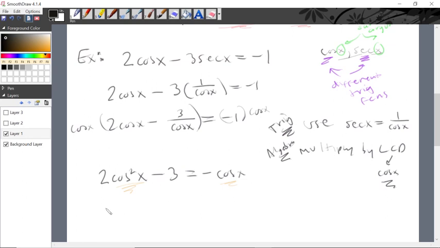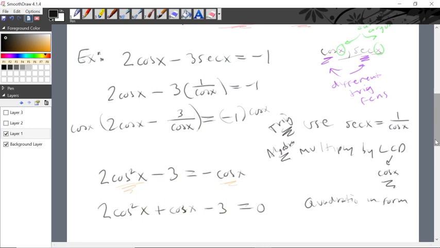If we move all the terms to one side of the equation and put this in descending order of the powers, we have 2 cosine squared x first, then plus cosine x, which is cosine to the first power. And finally, minus 3, which doesn't include any cosines at all. And set that equal to 0. This is a quadratic in form equation. We can see that it is truly a quadratic.